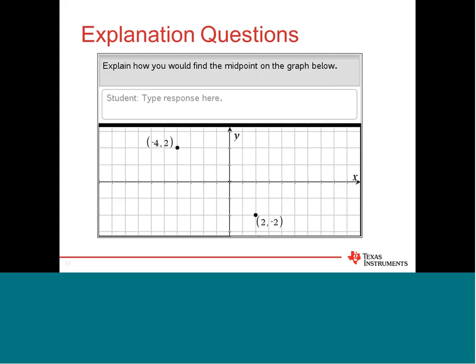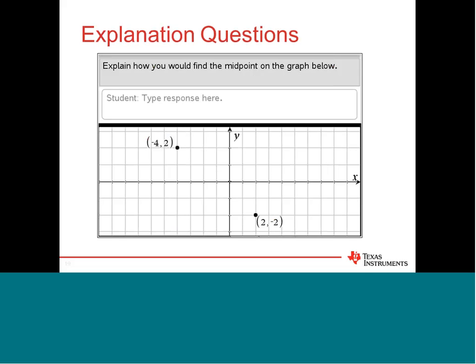Then we get on to explanation questions. Explanation questions can obviously be more time-consuming. We're asking students to type in answers or write down answers, whatever method we're using to collect, which we'll talk about here in a minute. And sometimes they're hard to judge if the student truly understands the concept. So with explanation questions, we need to make sure we're phrasing the question the way that we want, so that we get the intended results.